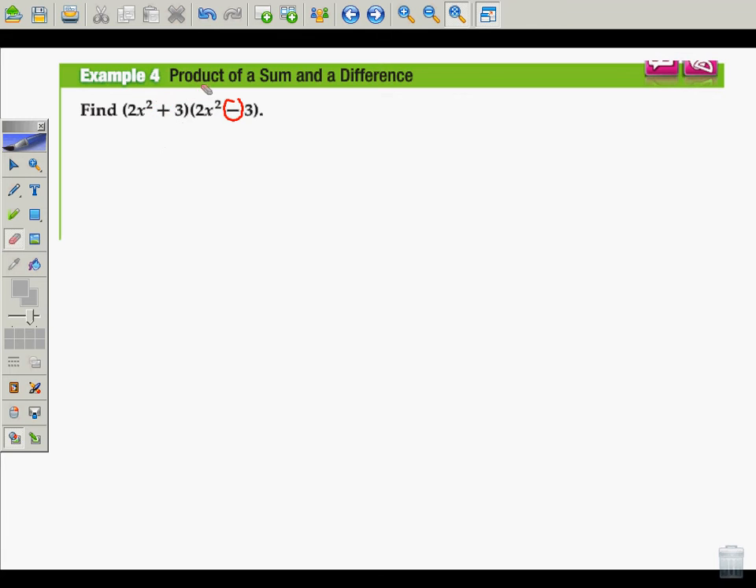So if I were to actually go ahead and FOIL this out, first times first would give me 2x squared times 2x squared, I'd get 4x to the fourth. Then I do outside times outside, I'd get negative 6x squared. Inside times inside, plus 6x squared. Last times last, I'd get minus 9. Then when you combine your like terms, negative 6x squared plus 6x squared, that just goes away. They cancel out and you get 4x to the fourth minus 9. So this is if you'd FOIL it.